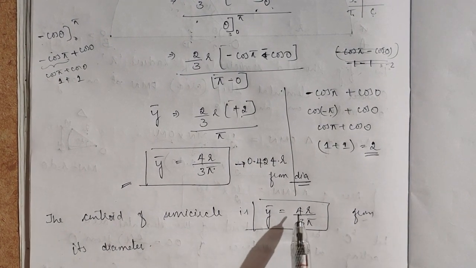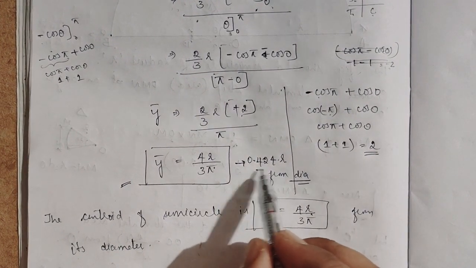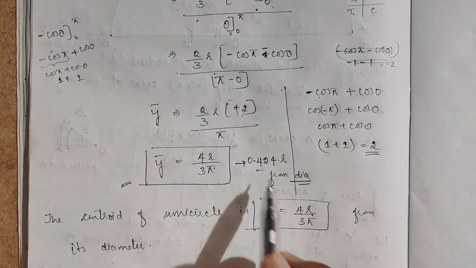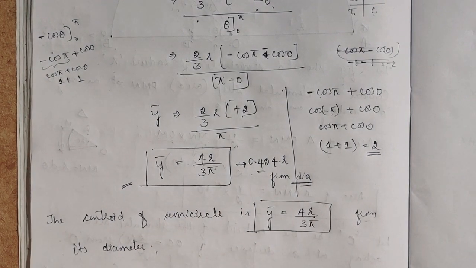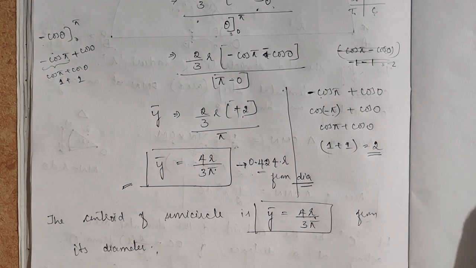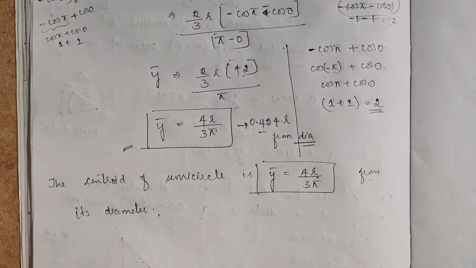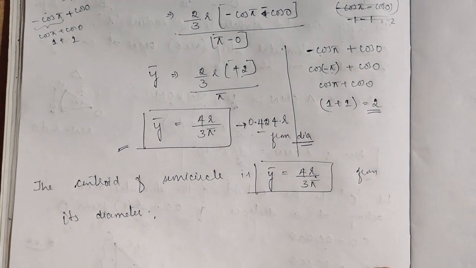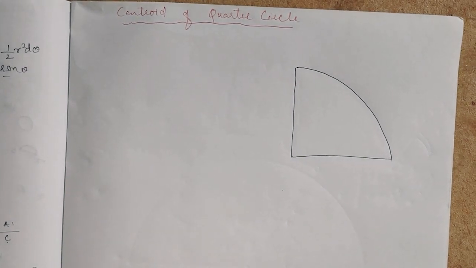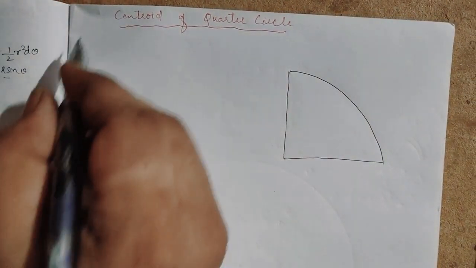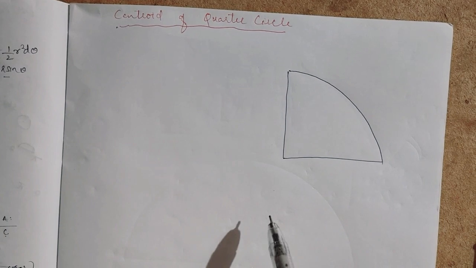You can also calculate it as 4r by 3 pi, which is nothing but 4 divided by 3 pi, that is 0.424 into r from the diameter. So this is how we find the centroid of the semicircle. Next we will see the centroid of a sector of a circle. Before going to the sector, we'll also learn about the centroid of the quarter circle.